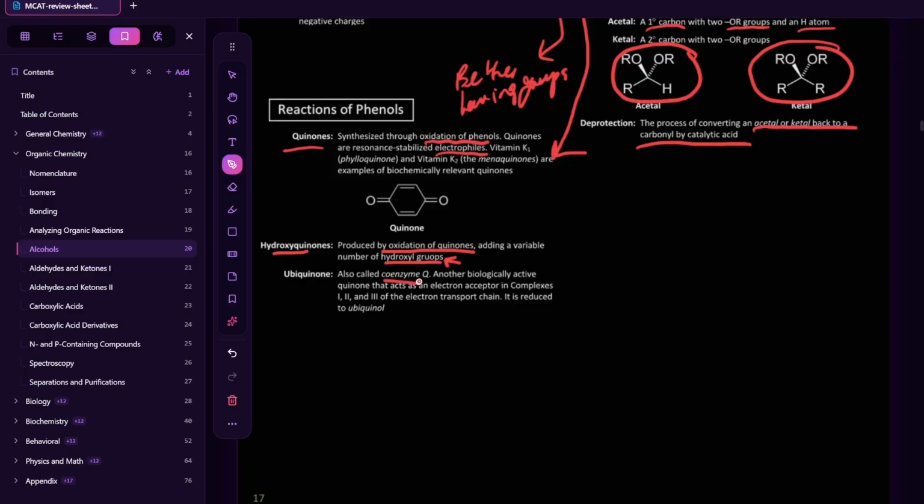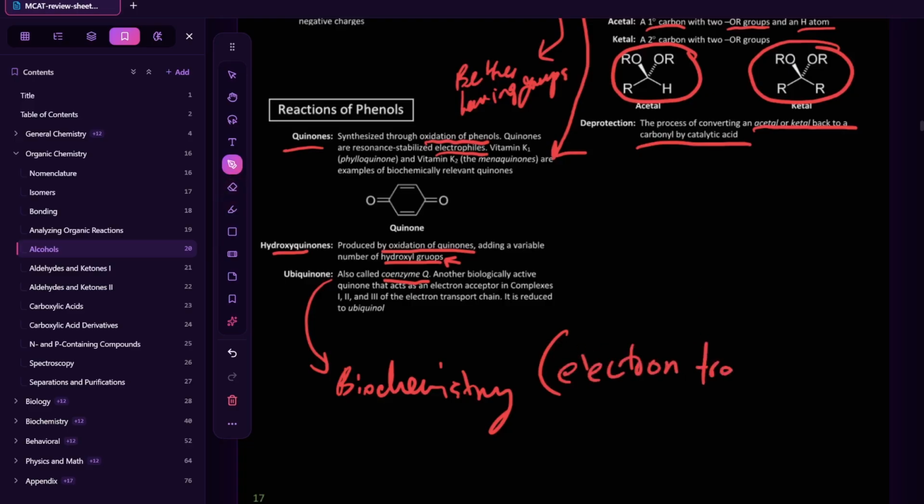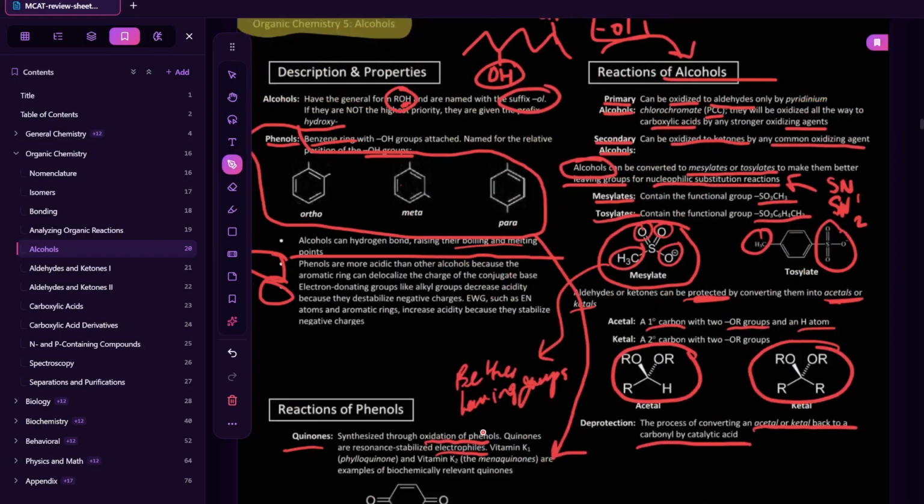Ubiquinone, also called coenzyme Q. So if you remember our biochemistry review on the electron transport chain, that's what we're talking about. If you don't, then you want to go back to biochemistry on that, just so it gives you a better idea what we're talking about when we talk about ubiquinone. And it's another biologically active quinone that acts as an electron acceptor from complexes 1, 2, and 3 of the electron transport chain, and is reduced to ubiquinol. So most of that is memory as well.